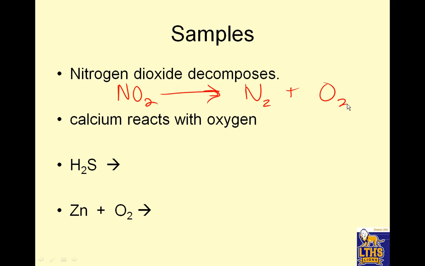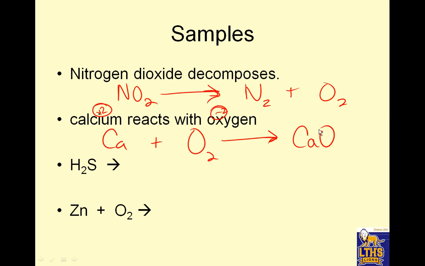You betcha. Calcium reacts with oxygen. Oxygen is a diatomic. What's the only way these can go together? Well, calcium's in group 2, so it's a +2 when it's an ion. Oxygen's a -2 when it's an ion, so it's CaO. And then you would go and balance it.